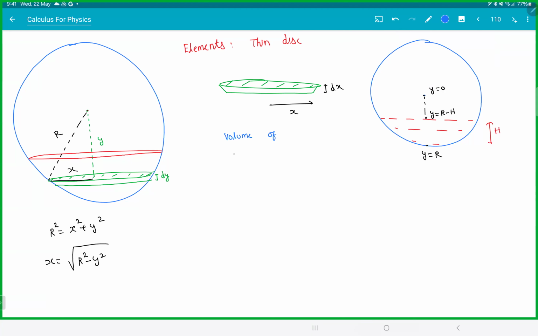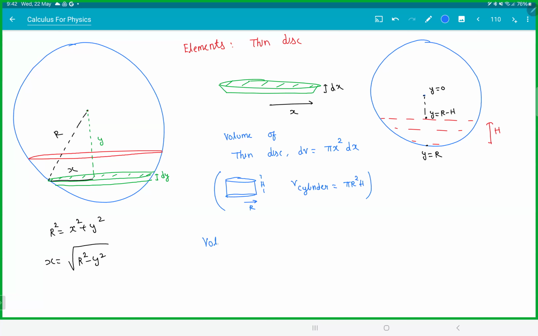So the volume of this thin disk is dV, which is pi x square into dx. This thing kind of looks like a cylinder, radius r and height h. Now, if you feel like, sir, how will so much of an idea come? That's why I'm teaching you. Now you know. If you see something like this, you should not mess up that way. So we got the volume of the thin disk.